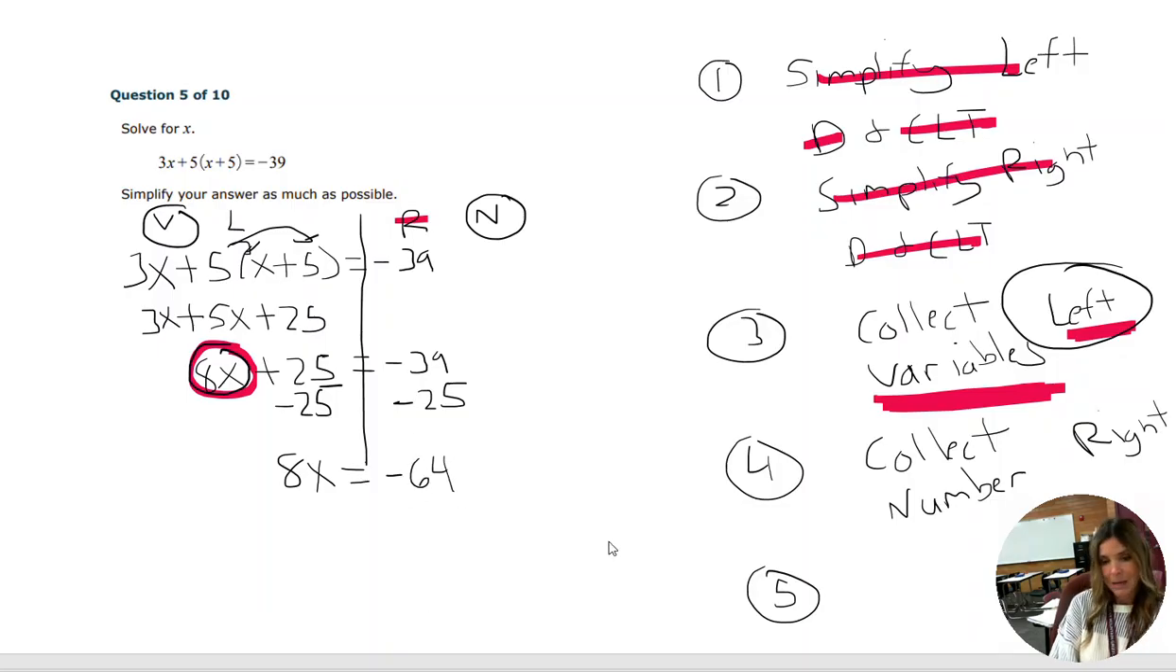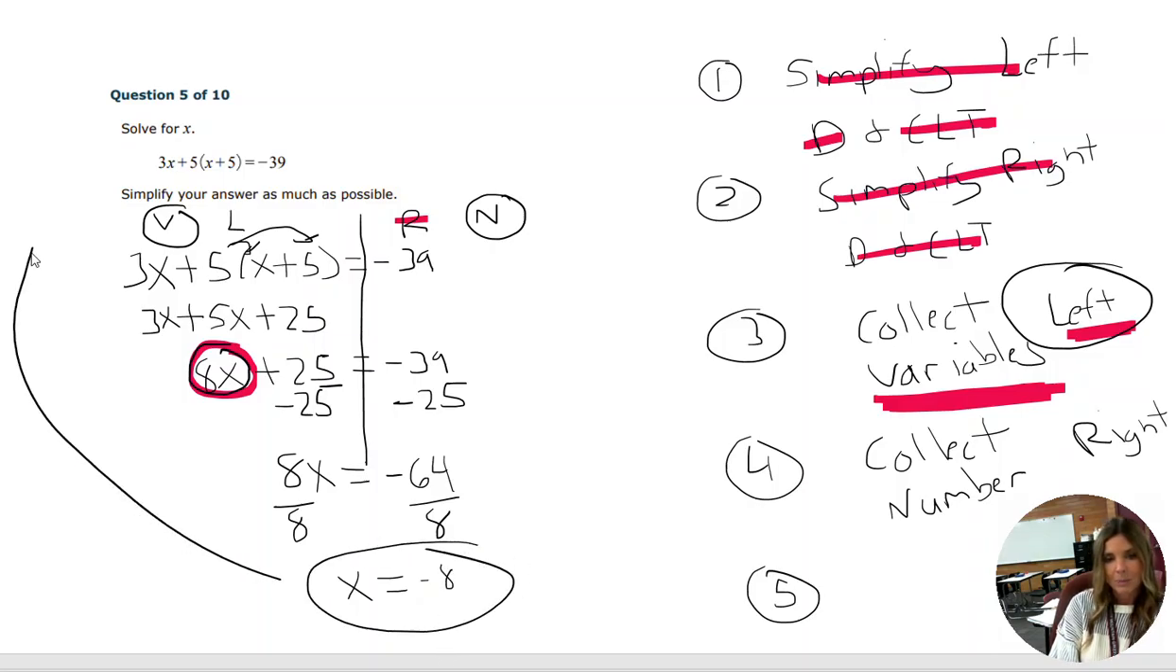Okay, now this x is being multiplied by 8, so our very last step is to get rid of that multiplication by using division. So x equals negative 8. That is our solution. When we substitute negative 8 in for the x in the original equation, that is what is going to make the equation true.